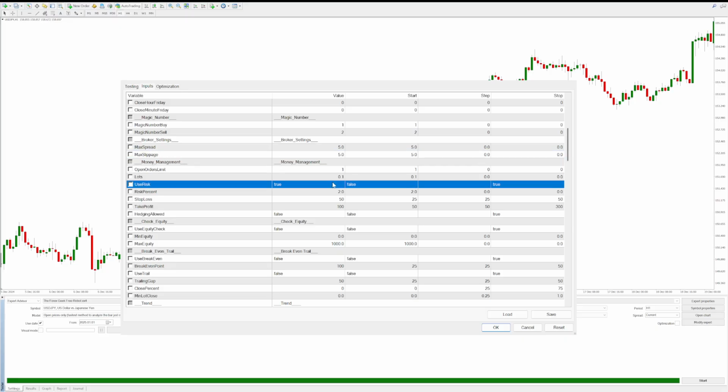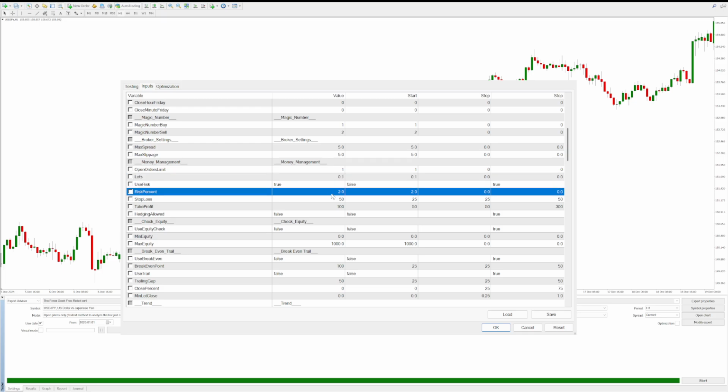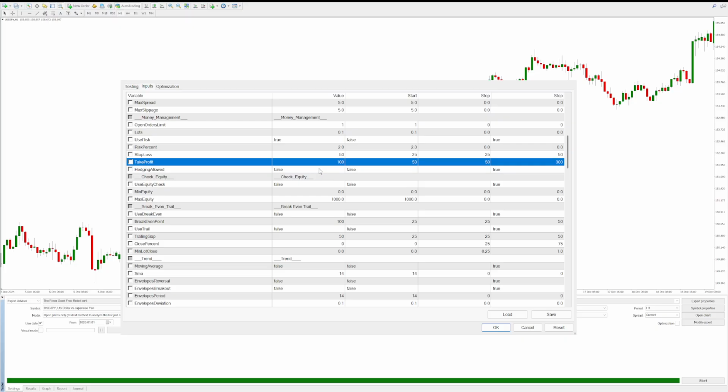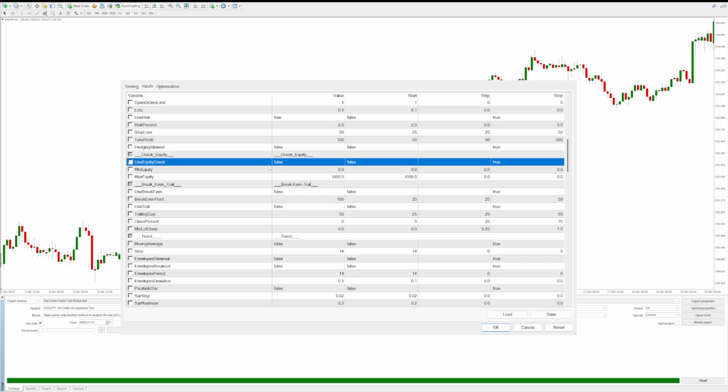You can limit your open orders, and you can also set the lot size to be used or the risk percent to be used. If you use risk percent, the EA will calculate the lot size according to the risk that you set. You've got your stop loss and take profit options. Hedging you can set to true or false. You can have an equity check as well.